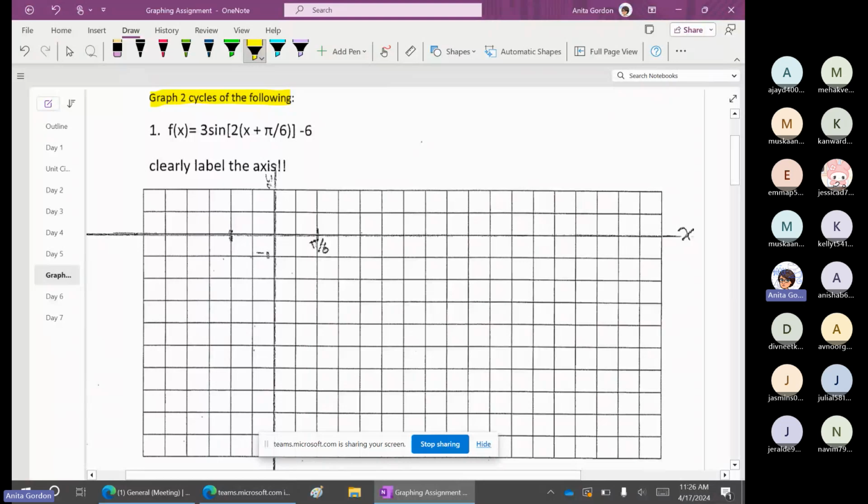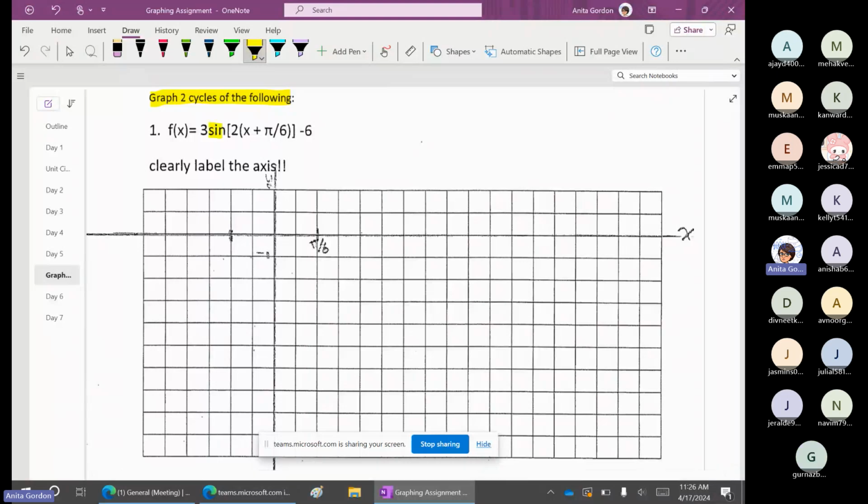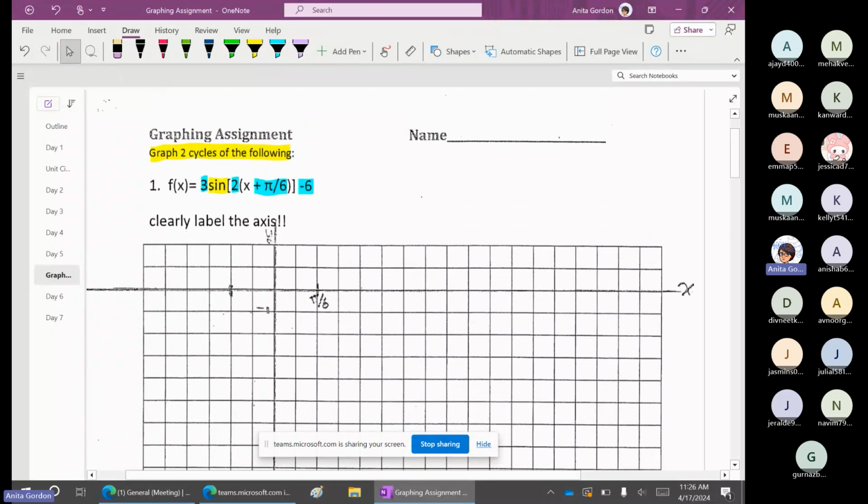Okay, things we need to notice. We are looking at a sine equation. We are looking for key features. There's a 3, a pi by 6, a 2, and a minus 6 there. These pieces of information tell us certain things about our graph. The amplitude is 3. So that means this is a vertical expansion by 3.